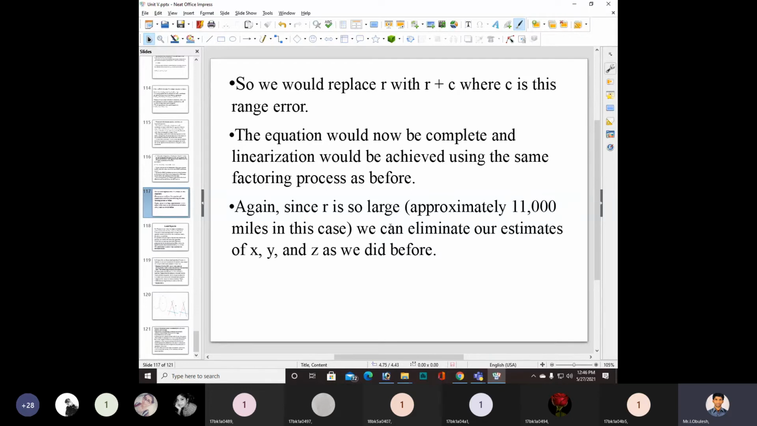Again, since R is so large, we can eliminate our estimates of X, Y and Z as we did before.